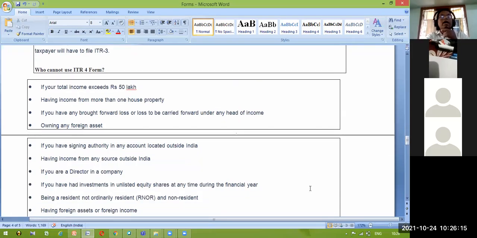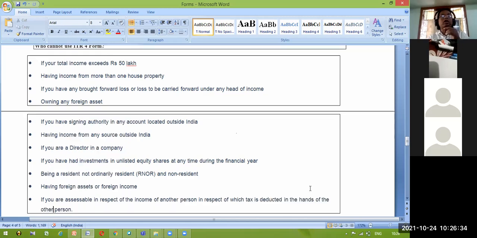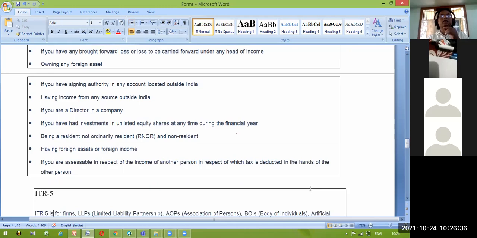If you have signing authority in any account located outside India, or signing authority of any property or account located outside India, you cannot come to ITR 4. Having income from any source outside India, you cannot come to ITR 4. If you are a director of a company, you cannot come to ITR 4. So a lot of similarities are there between different sections and different ITR forms, but we have to clarify which is what.